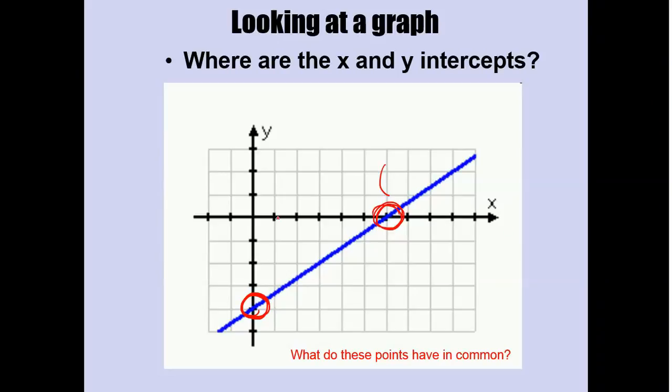So this would be the point 6, 0, right? This would be the ordered pair 0, negative 4. Notice how both of them have a 0 in them, and since it's the x-intercept, it has a number, and the y-intercept has a number. That's what they have in common. Now, why are we going to talk about x and y-intercepts?